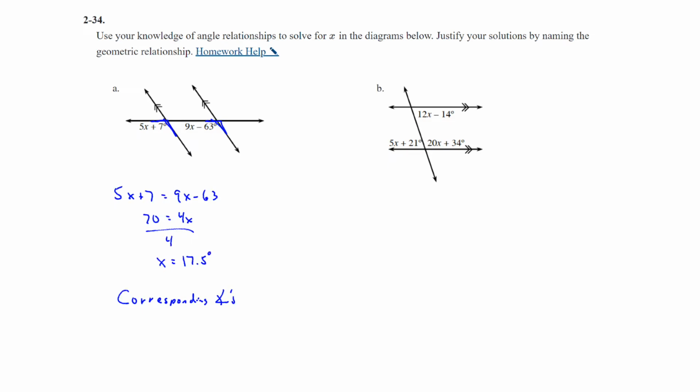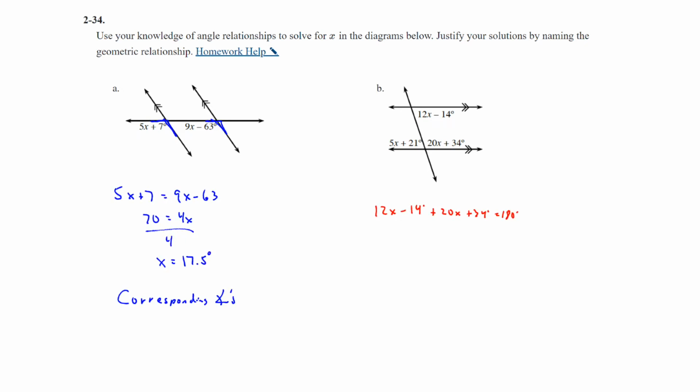Alright, on B, we got a couple things we can do here. First one, we have these two angles here that we're looking at. Those are same side interior. So same side interior angles are supplementary. So we should be able to say that 12x minus 14 degrees plus 20x plus 34 degrees is equal to 180 degrees.